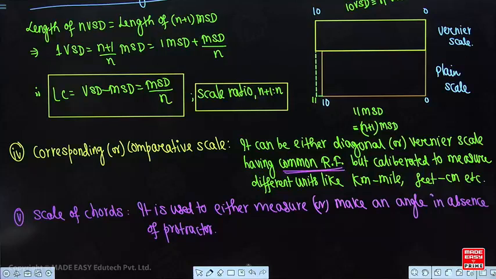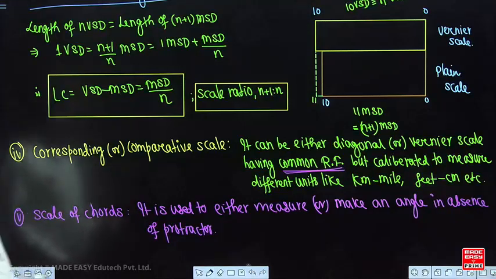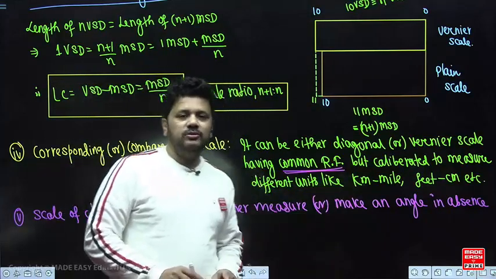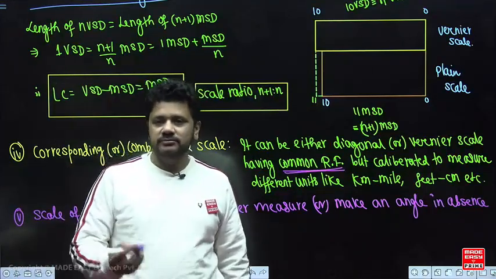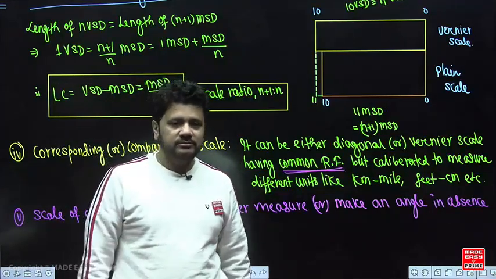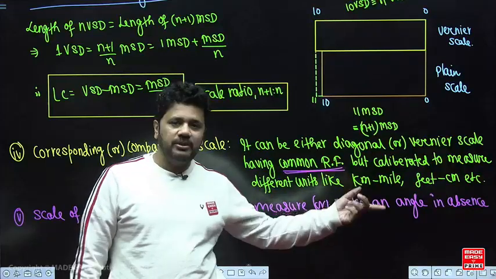RF concept of comparative. Suppose you want to measure kilometer or you want to compare kilometer with the mile, right? So 1 kilometer is around 1.63, so 1.63 kilometer is 1 mile.